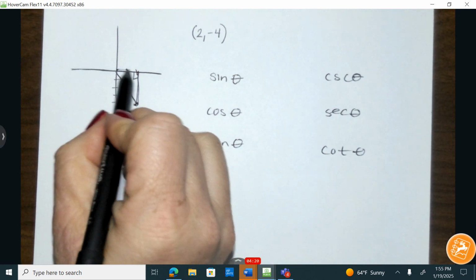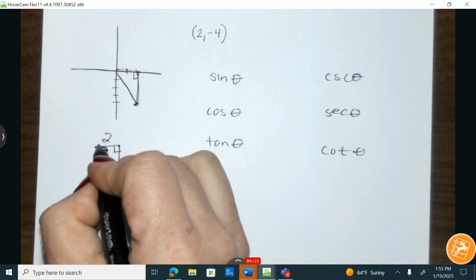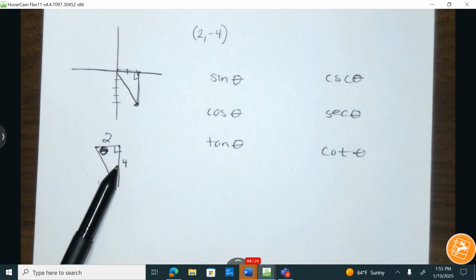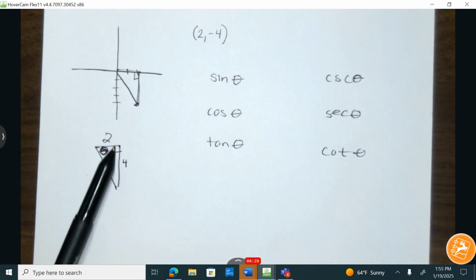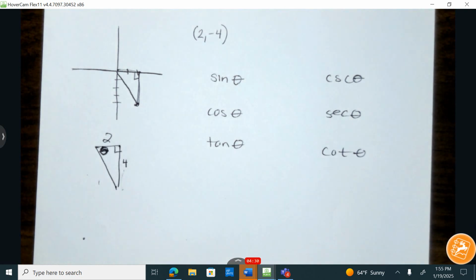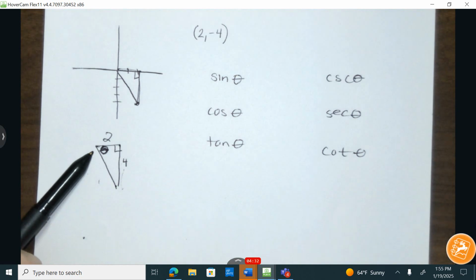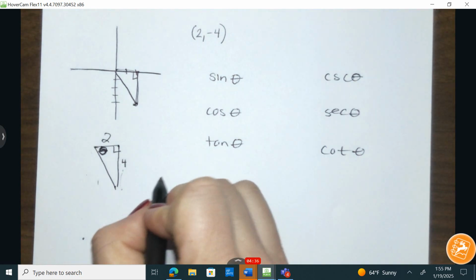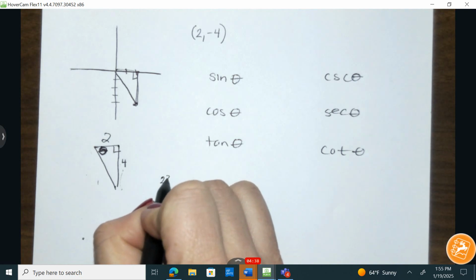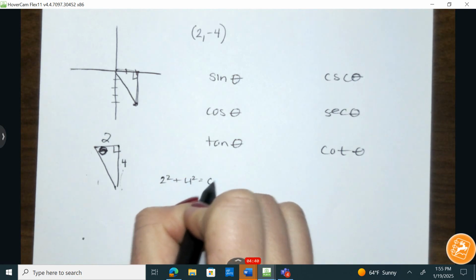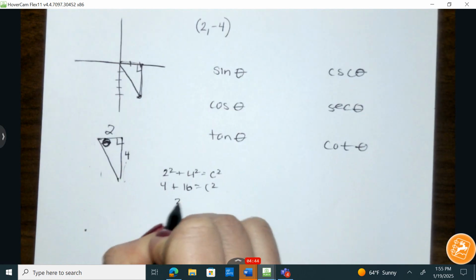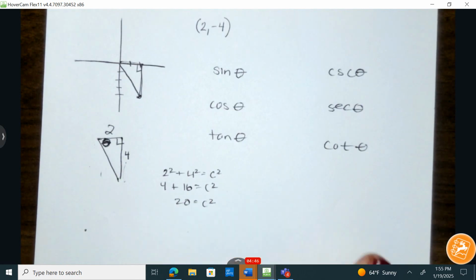We went a distance of 2 to the right and a distance of 4 down. A common mistake is that students often want to write -4 in this position. Distances are always positive. How do we identify this third and missing side? Again, we're going to use the Pythagorean theorem. A squared plus b squared equals c squared. So 4 plus 16 equals c squared.